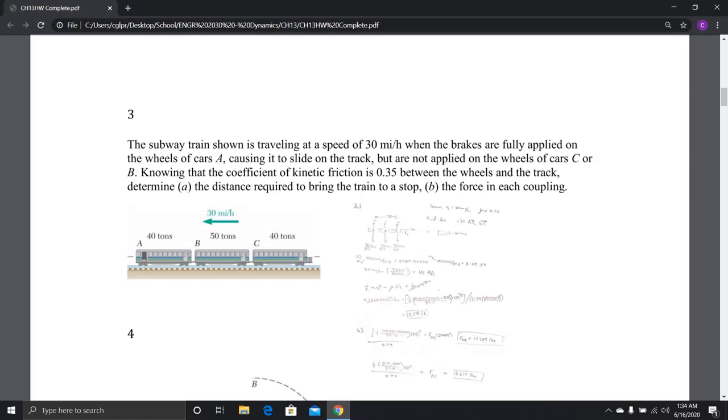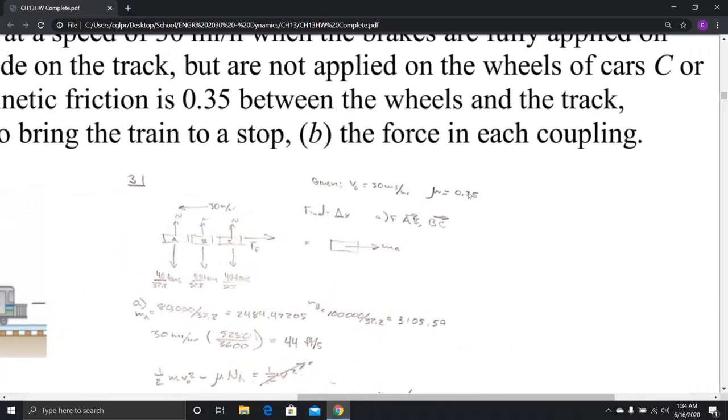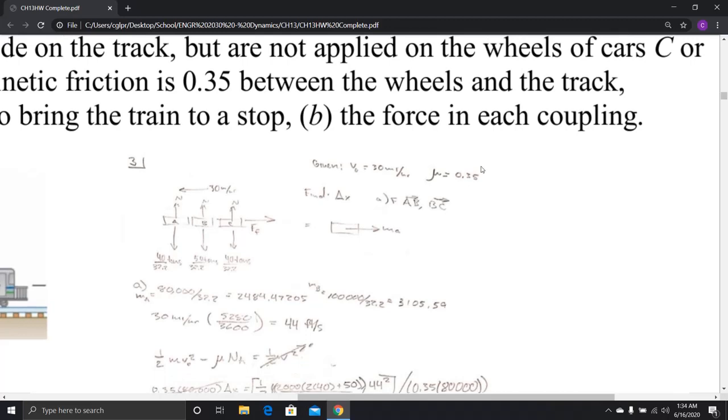Number 3 is similar to number 2 in the fact that there are several couplings and forces being applied to only one cart. Essentially, the entire train is moving 30 miles per hour when cart A brakes and its wheels lock up. I'm asked to find how long it's going to take for the entire train to stop, as well as the force in each coupling. I'm given its initial velocity and the coefficient of kinetic friction.